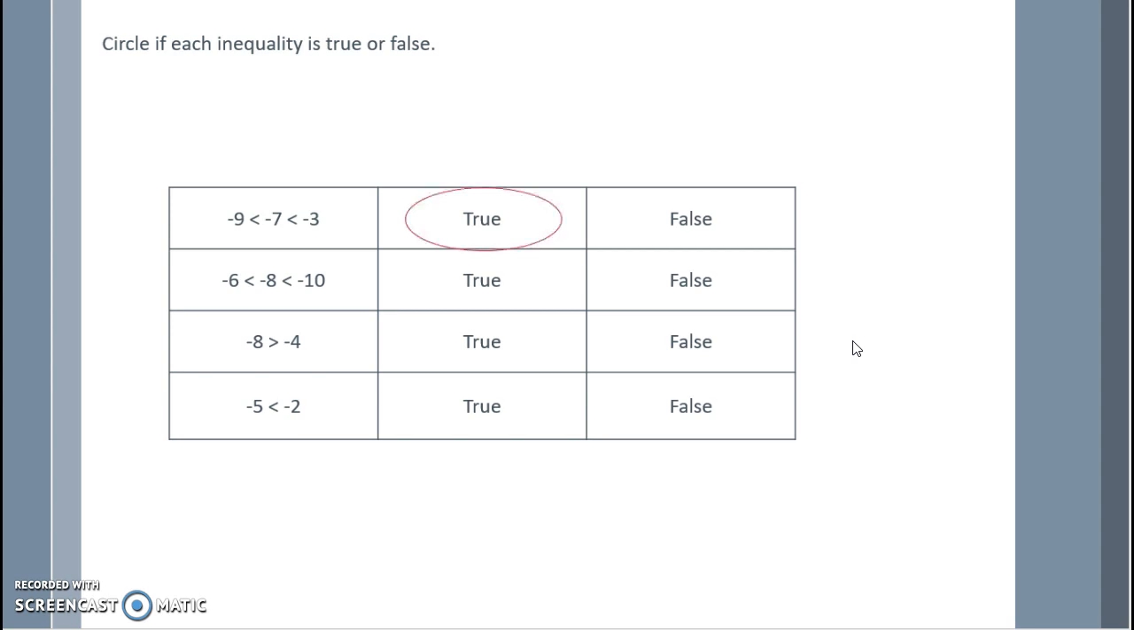The first one is true. -9 is smaller than -7, which is smaller than -3. The second one is false. -6 is not smaller than -8. It should be reversed. The third one is also false. -8 is not greater than -4. -8 is less than -4. And the final one is true. -5 is smaller than -2.